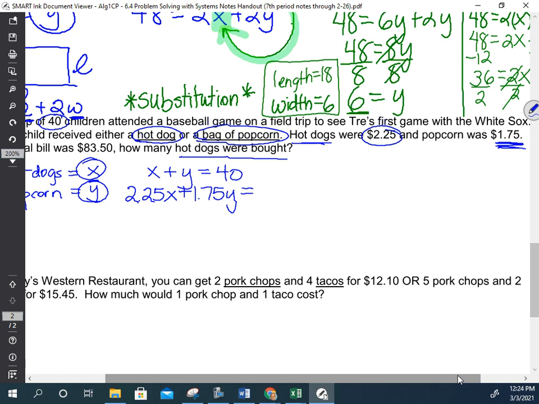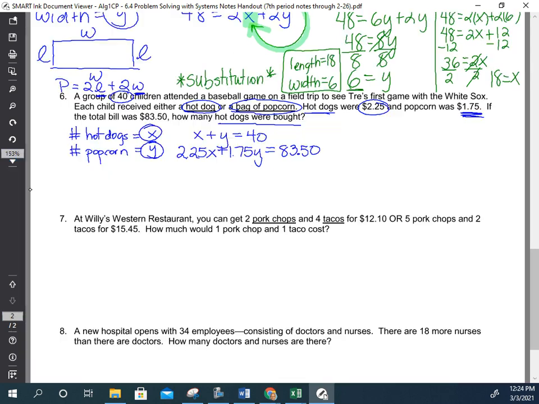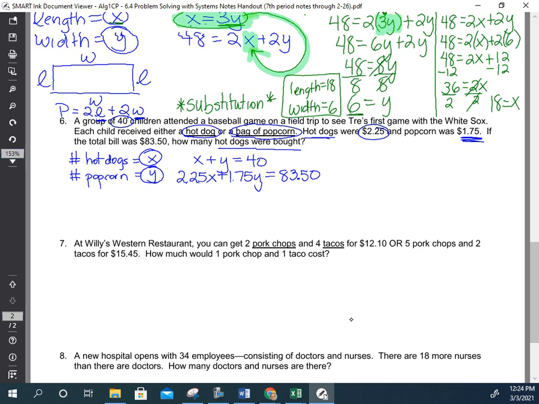how much money was spent? $83.50. So there's our equation. Let's make sure that we used everything. Make sure everything's been used. Any questions before we continue? You good? I know you weren't here for the first one.